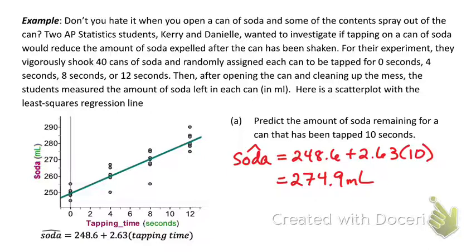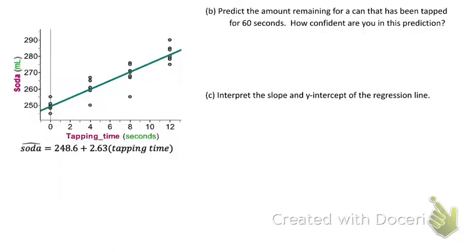Now we're going to do another example. Predict the amount remaining for a can that has been tapped for 60 seconds. Because who doesn't have a whole minute to tap their soda before they drink it, right? So we're going to tap for 60 seconds. Can I use the graph on this one? No. Why not? Because it doesn't show 60 seconds. It doesn't go that far. So I have to use the equation.